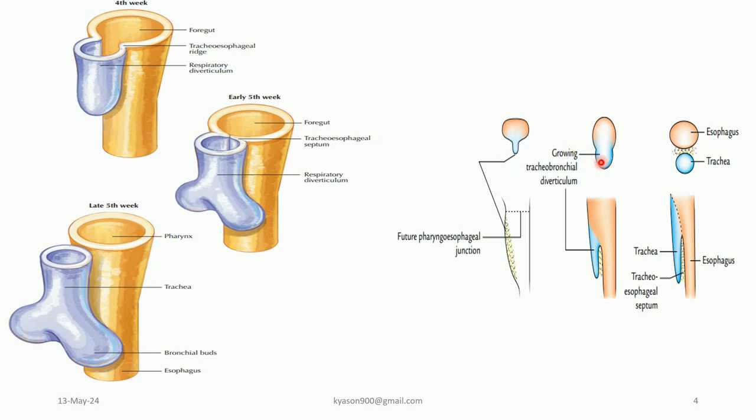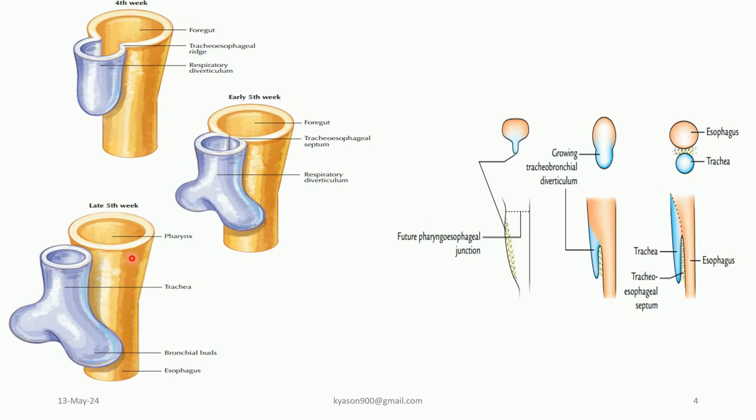So normally this tracheobronchial diverticulum, after its formation, has to be separated from the foregut, okay? Because we know that normally the respiratory system structures are not supposed to be united with the digestive system structures. This is the foregut. This portion is going to become the pharynx proximally, and then the esophagus distally.